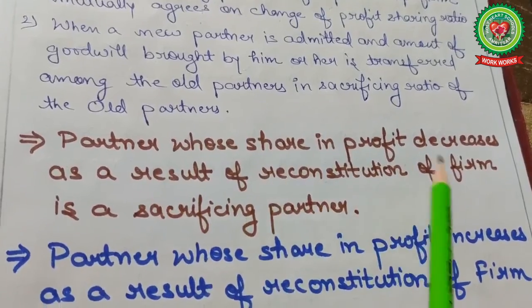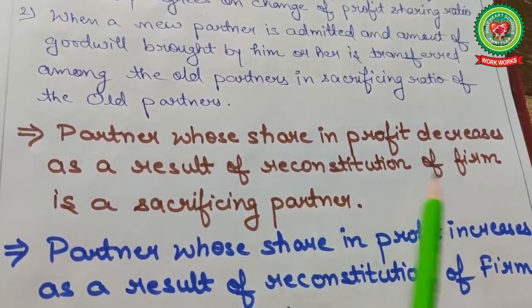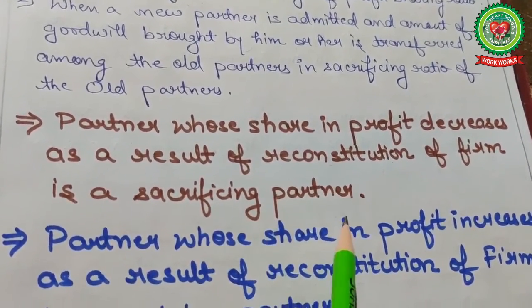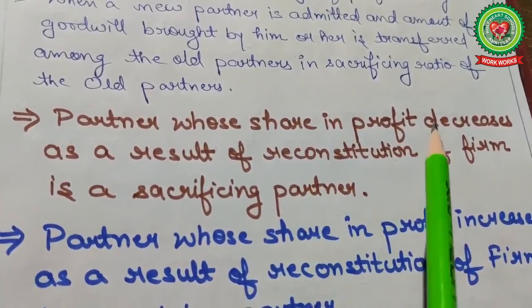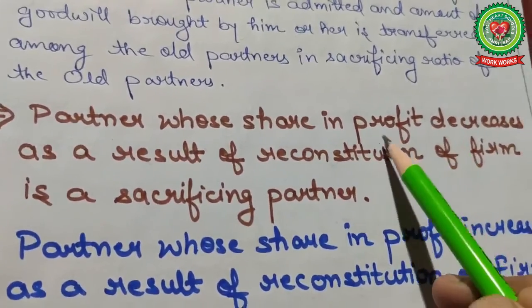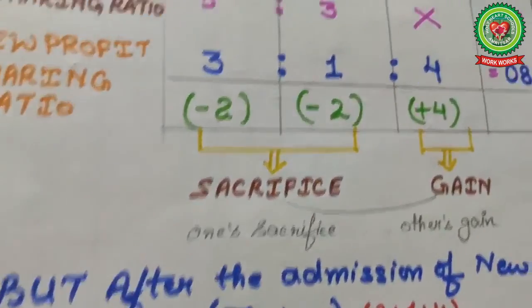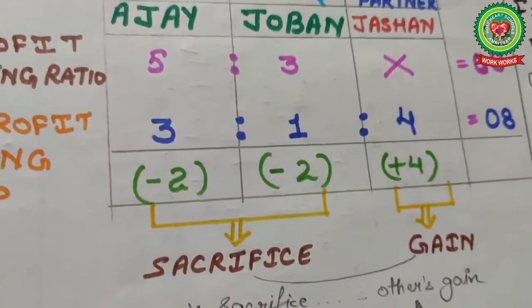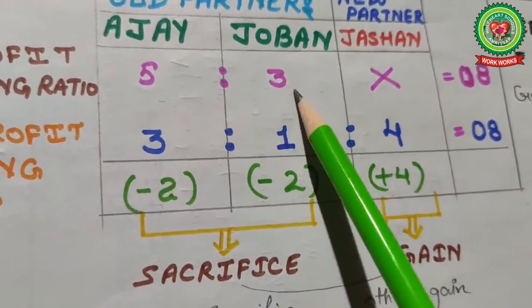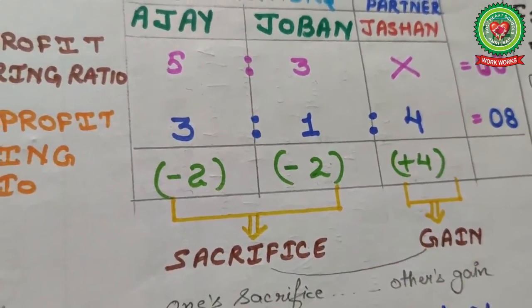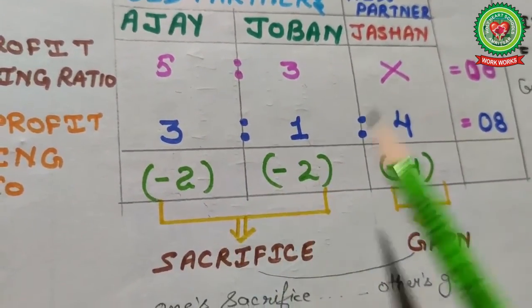A partner whose share in profit decreases as a result of reconstitution of the firm is a sacrificing partner. So the partner whose profit decreased is considered under the sacrificing ratio. Now in this case, Ajay's share decreased and Joban's share decreased, so both are sacrificing partners.